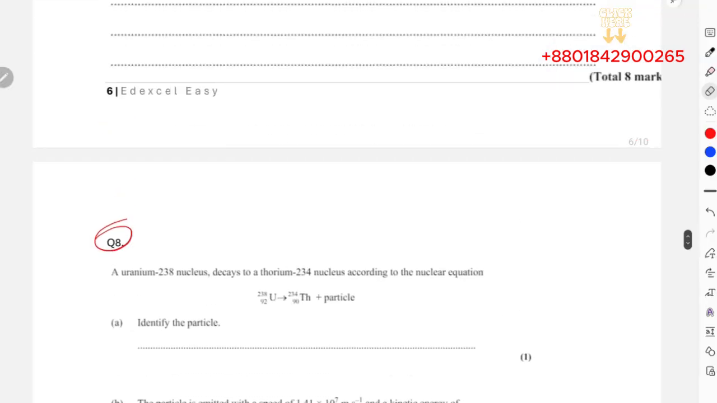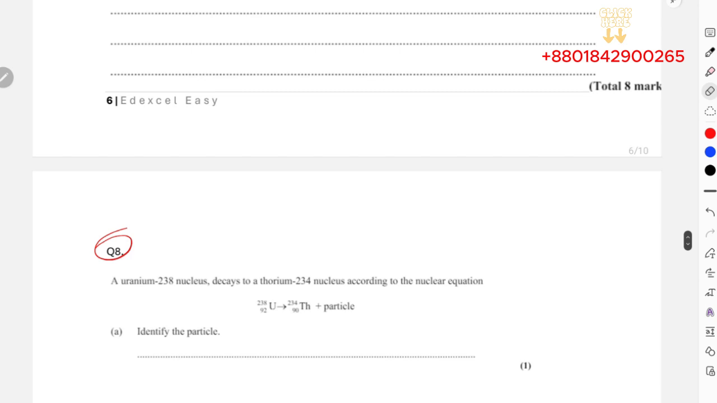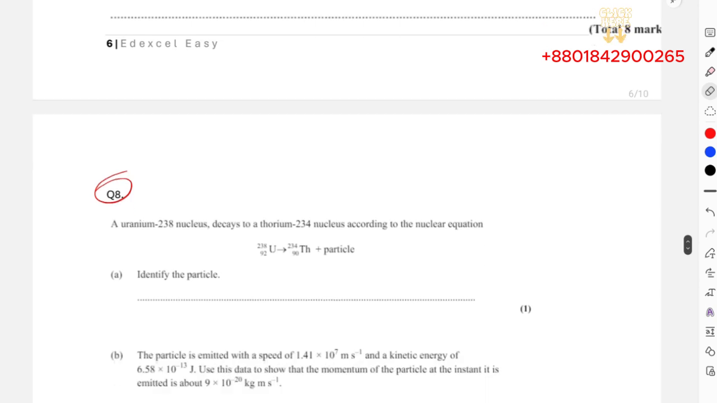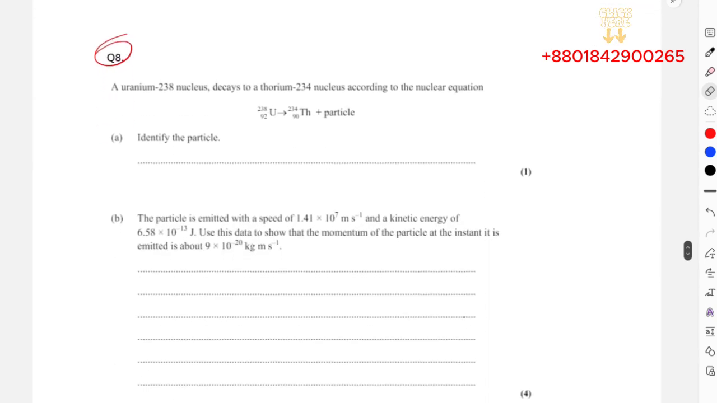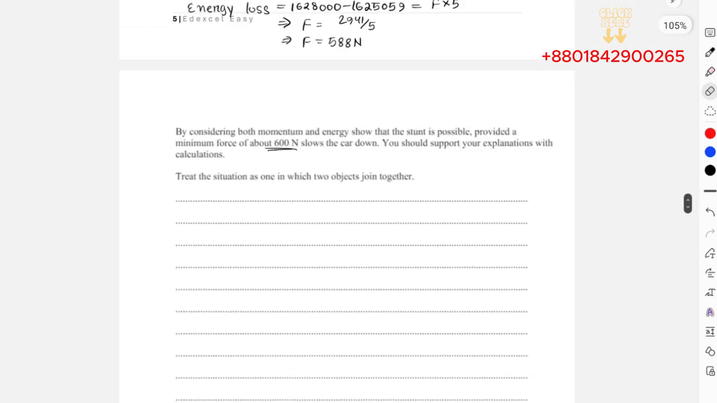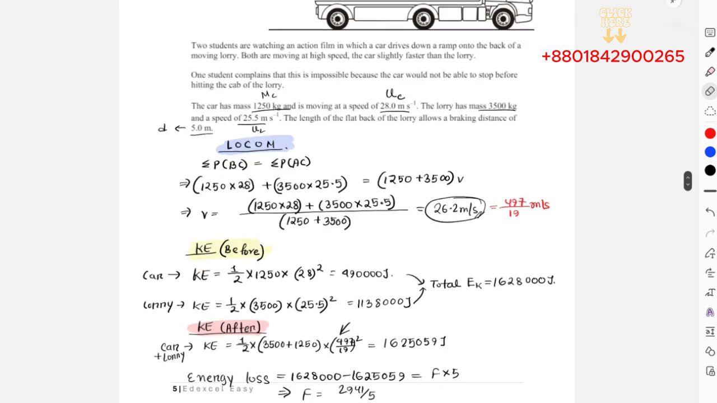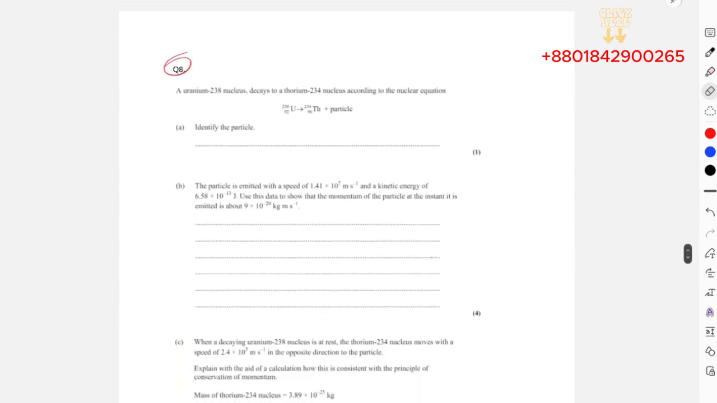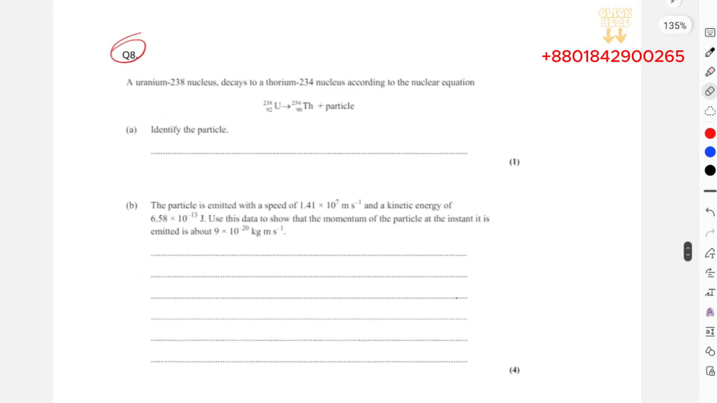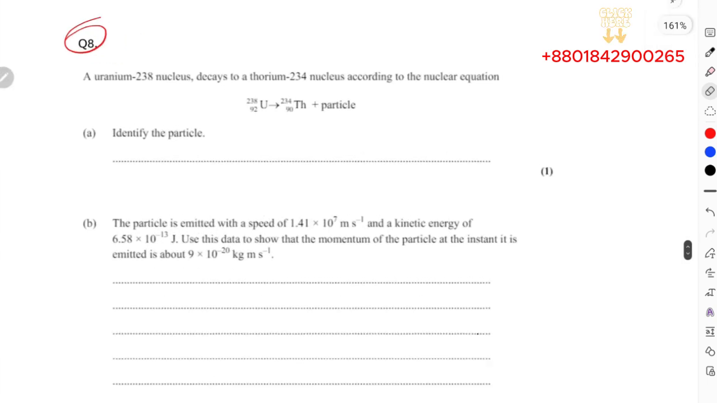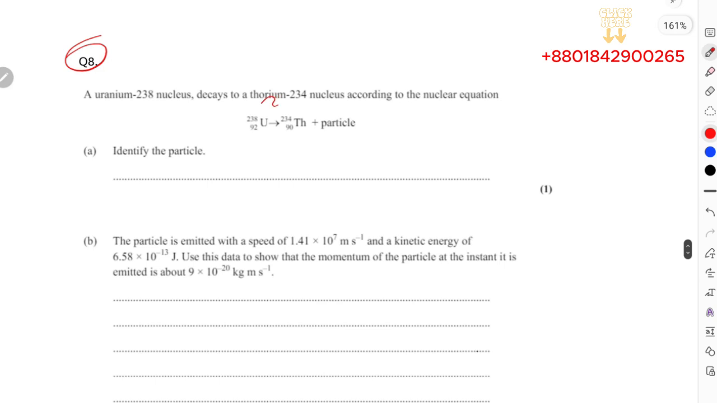Okay, so we're going to solve the rest of this linear momentum worksheet. So this is question 8. In the last part, we completed up to question 7. These were the sections we solved so far, and let's move on to the last two questions for this worksheet. Now, question 8 says that a uranium 238 nucleus decays to a thorium 234 nucleus.